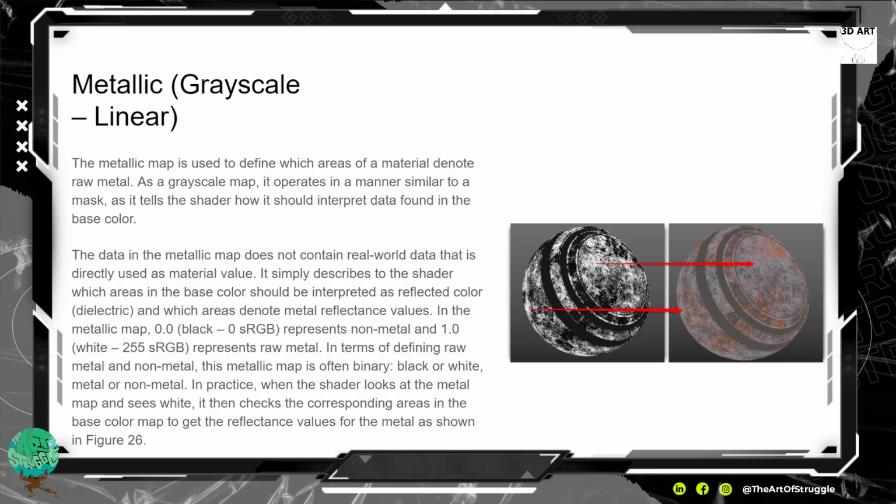The metallic map is used to define which areas of a material denote raw metal. As a grayscale map, it operates in a manner similar to a mask, as it tells the shader how it should interpret data found in the base color.